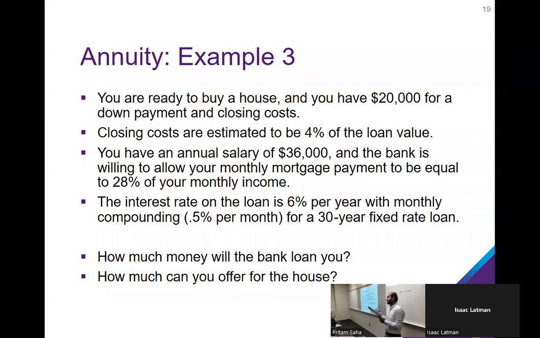So if I summarize, it's trying to tell you, you have some sort of savings, 20,000, to be used for down payment and closing costs, okay? And then you have monthly income. From that, you can use for what? Monthly mortgage payment, okay? So how much loan you're going to get and how much in total you can afford to buy the house.